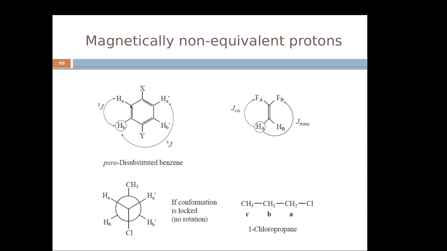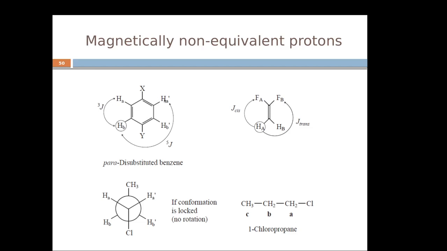Usually the bonds between the protons are counted. So 1, 2, 3. So 3 represents the number of bonds between the coupling nuclei. Since coupling happens through three bonds, we represent the coupling constant as 3J.